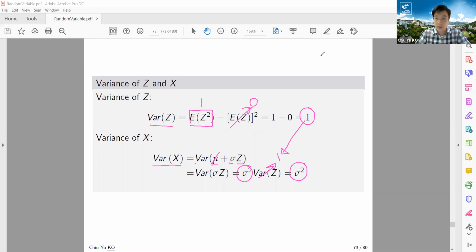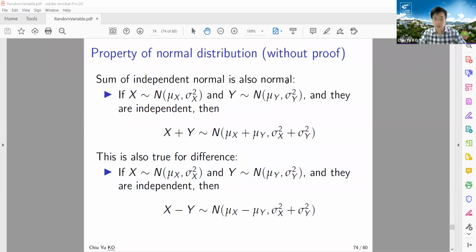Okay. So next is something that I think will be a little bit more important than the proof. Okay. This is something that we probably use without noticing. Something like the following.